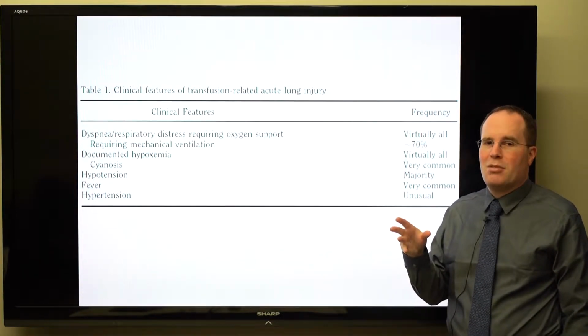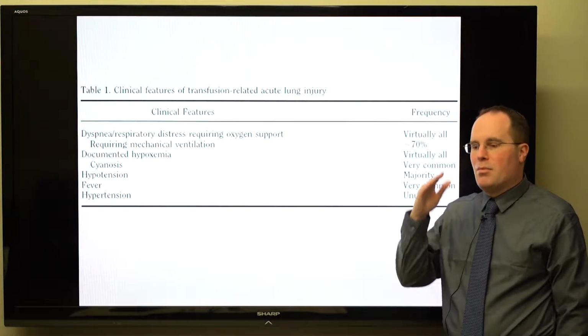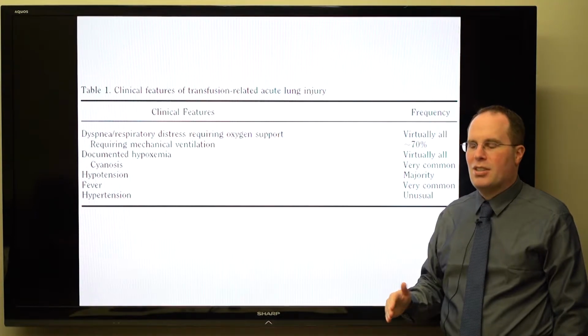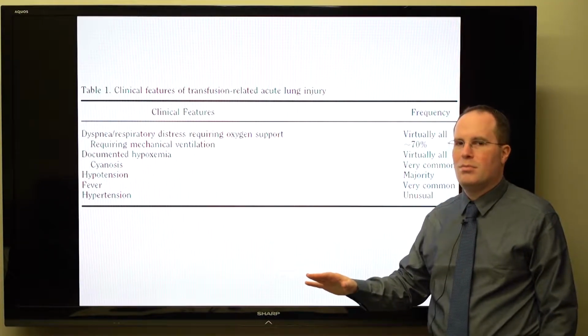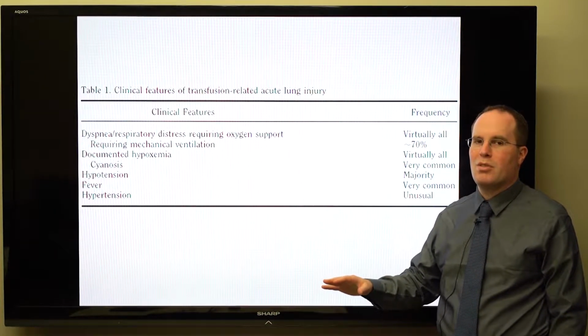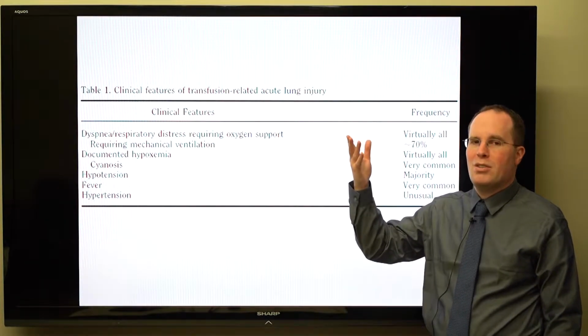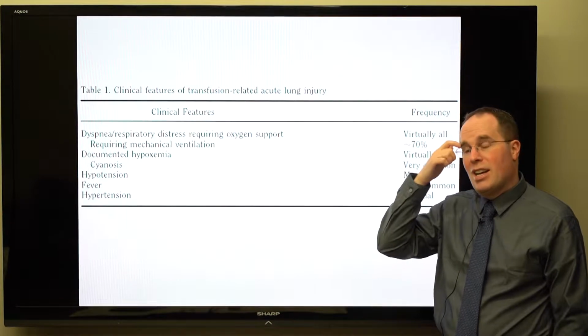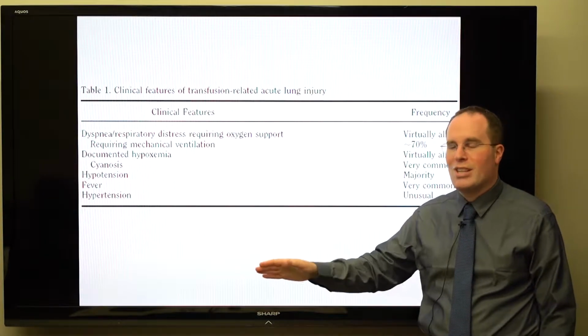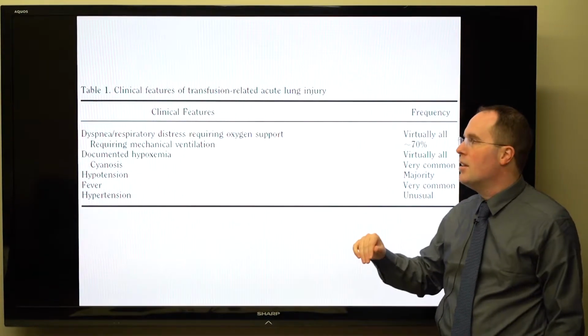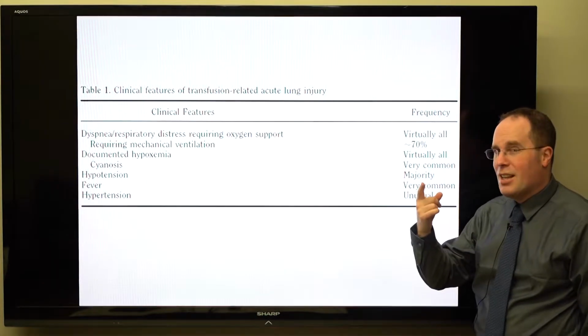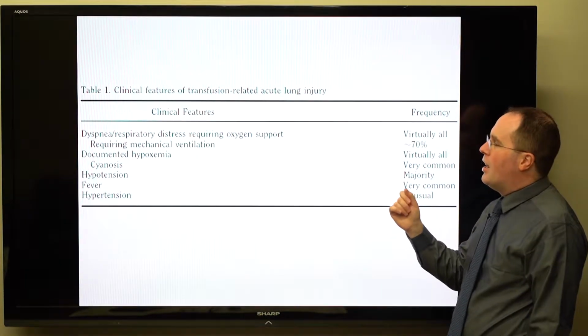TRALI is usually not subtle. TRALI is usually, the duration is such that they go into severe acute respiratory distress and stay there for at least a couple days and then go back to normal. As opposed to ARDS, which usually lasts for much longer, several days. So the duration is not there, number one.